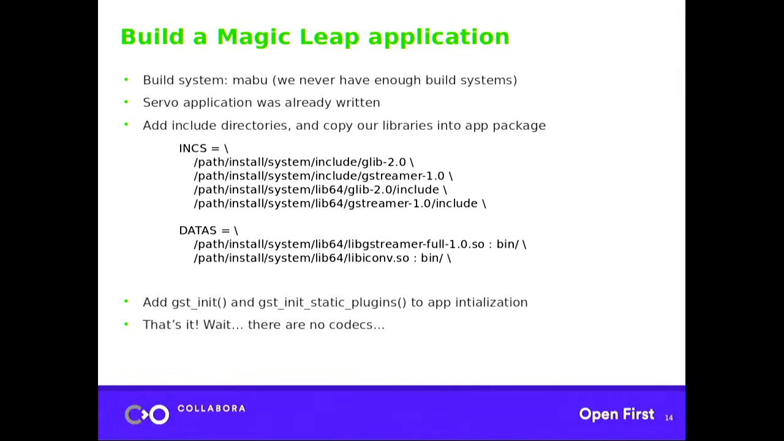Yeah, as I said, in your main application, you just have to call gst_init and that new function, gst_init_static_plugins. That new function is implemented in the GStreamer full shared library. And that's it. With that, you can already run GStreamer on your device, but you have no codecs.